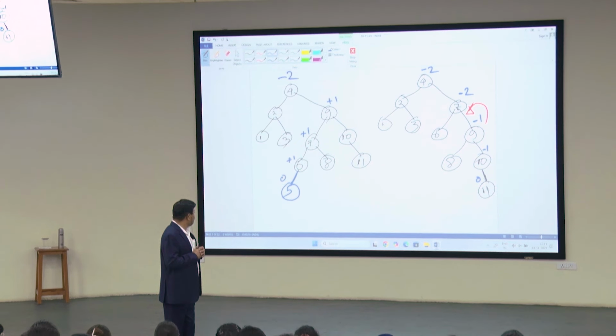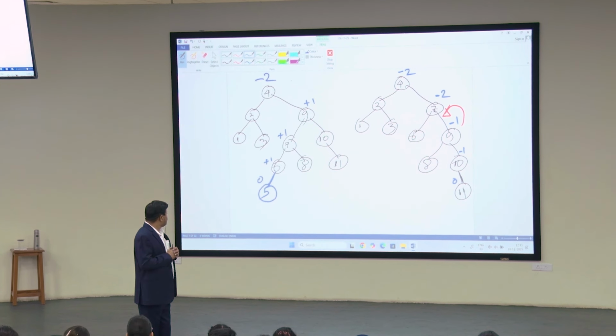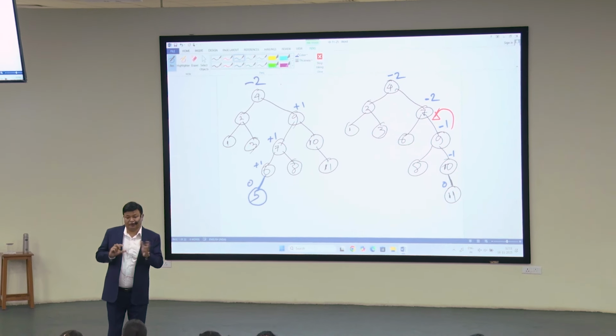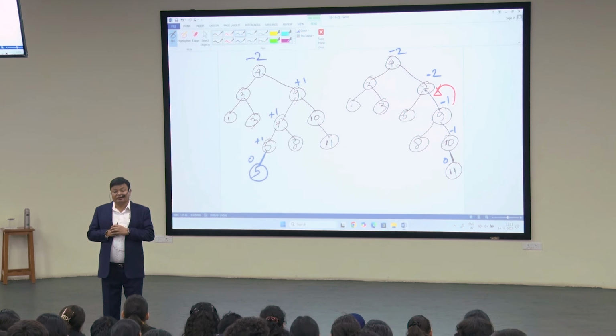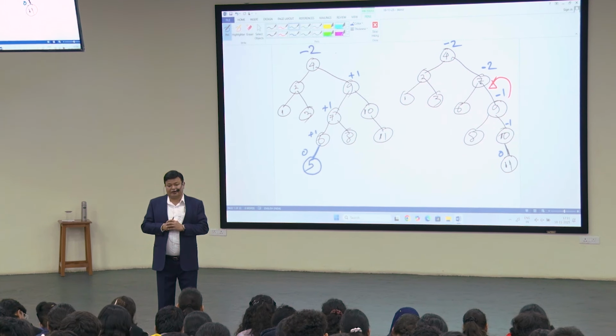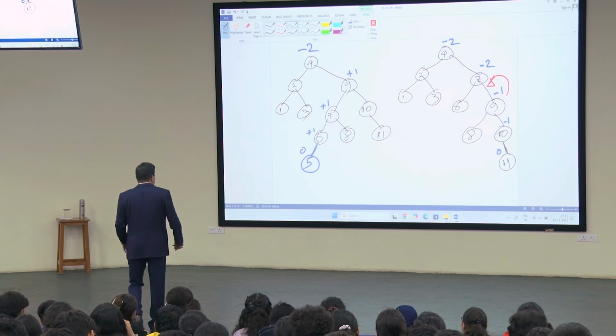Now the child is, what is it? Yeah, the child is plus 1. You want to reduce the gap, so you would like to make the child minus. Making it minus means rotating towards the right. So let us rotate the child towards the right.